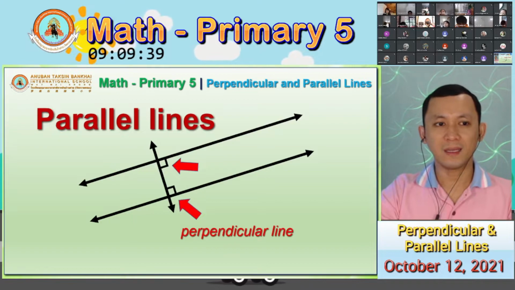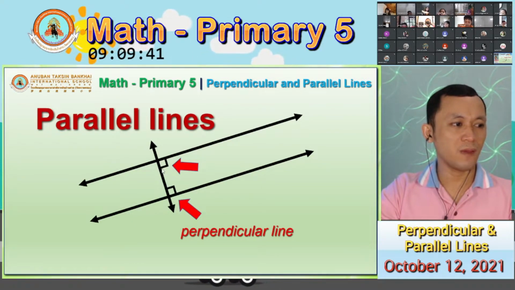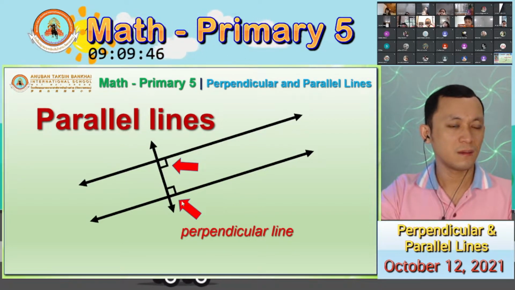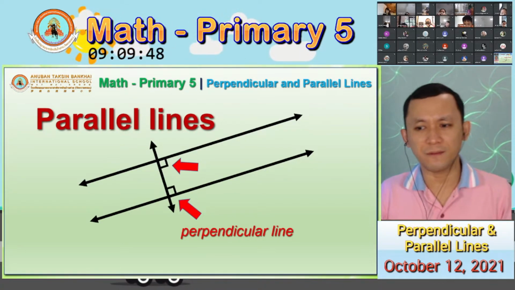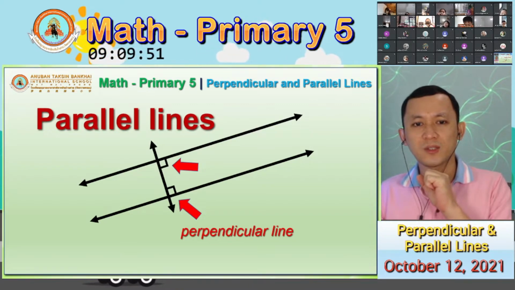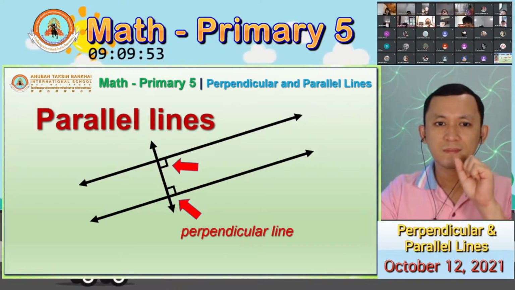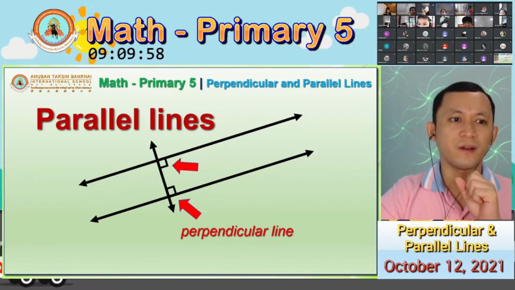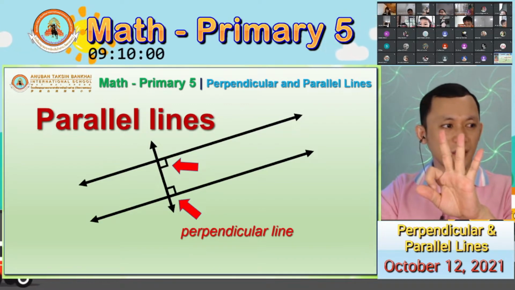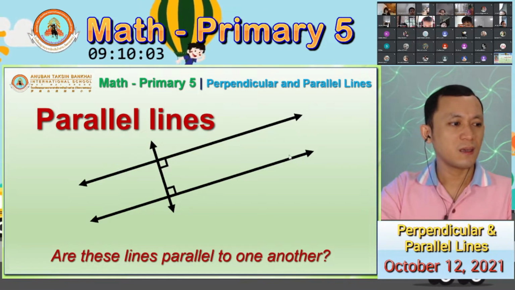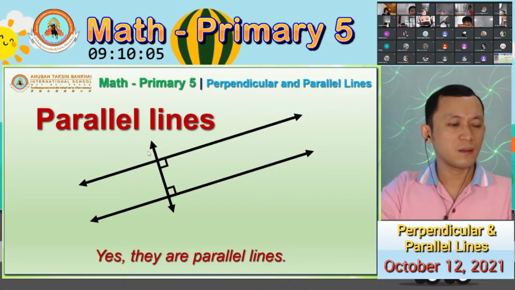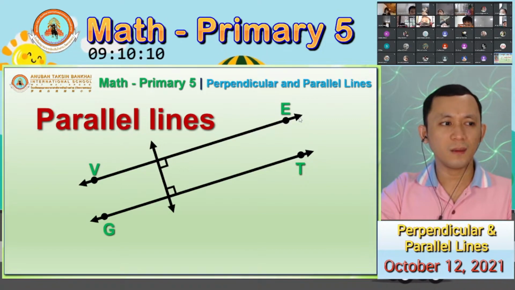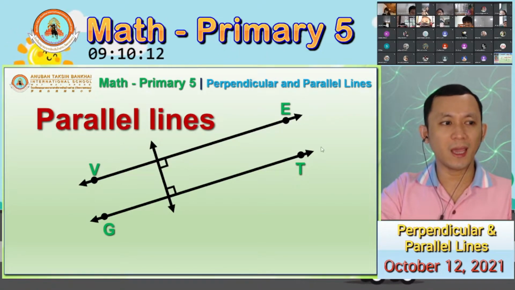Okay, for example, this one. We have a perpendicular, 90 degrees. Teacher asks, how many lines do we have? How many lines do we have? Count. Okay, very good, we have 3 lines. Teacher, let's say this one is point V, point E, point G, and point T.